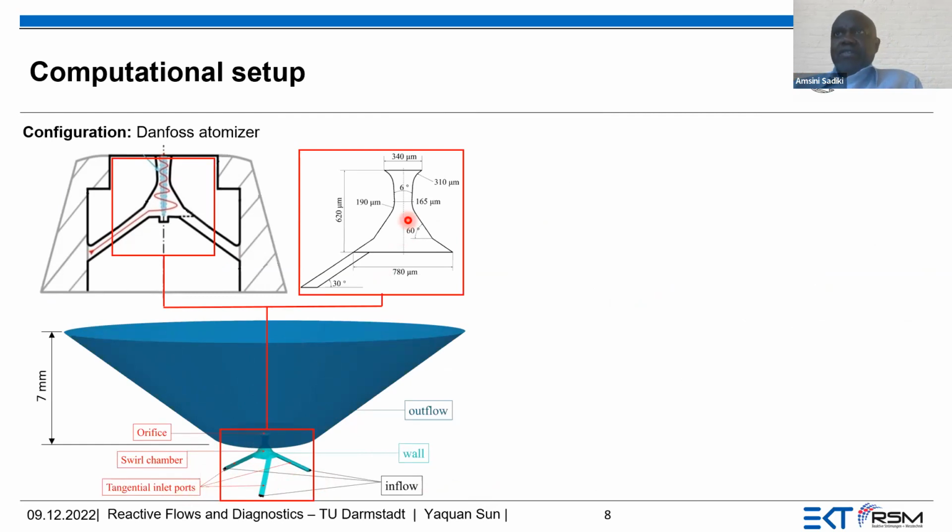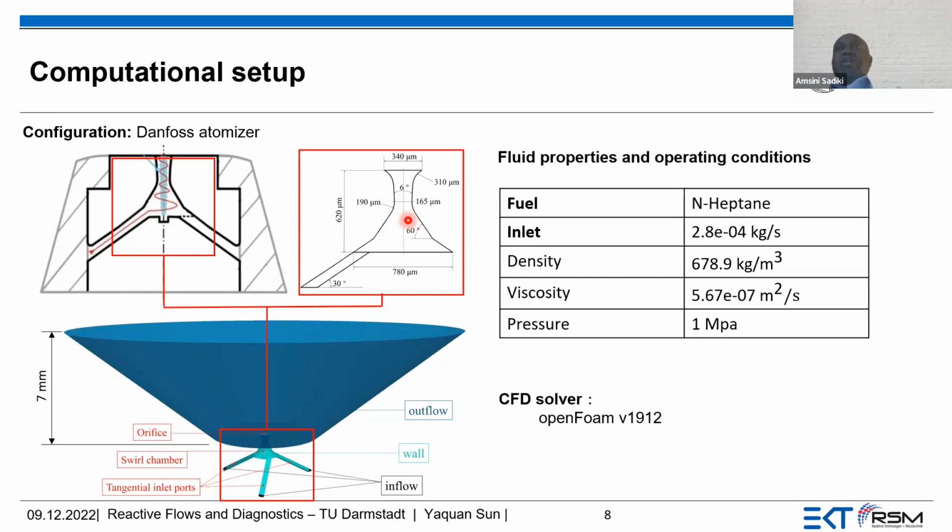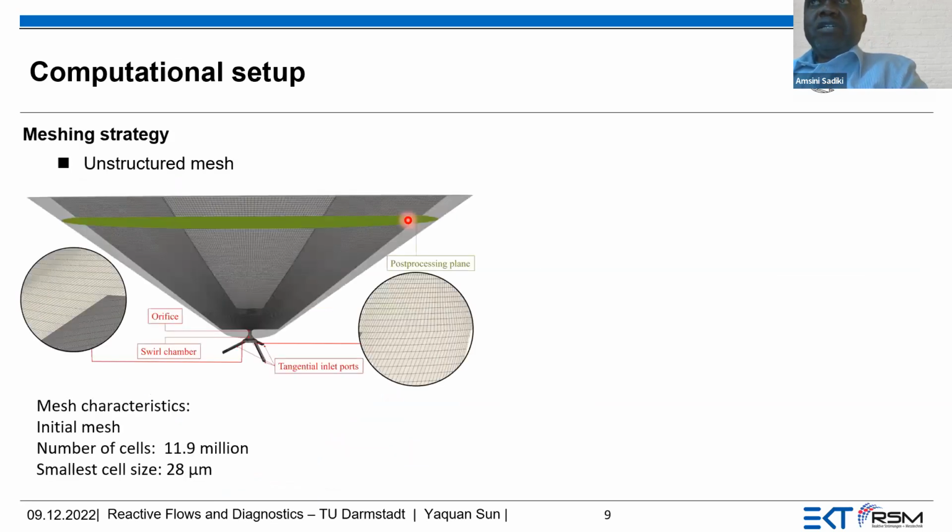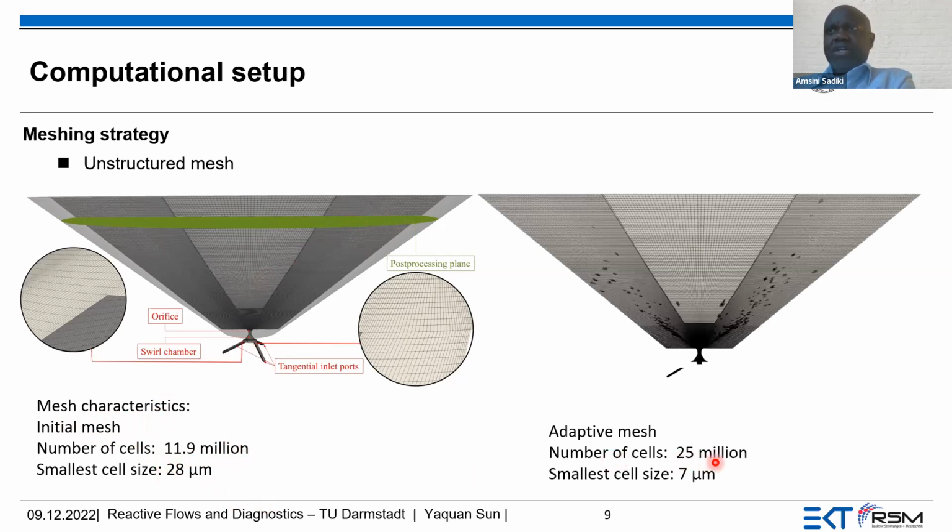Here are the dimensions, and I think this configuration is open to each group. I think your institute will also participate in investigating this configuration. The fuel is octane. The inlet conditions, density, viscosity, and pressure are all provided, and we use our CFD solver in OpenFOAM. For the meshing, we also use adaptive mesh generation. Initially we have this number of cells and the smallest is this, and at the end we have 25 million cells, and we end up with this smallest cell size.